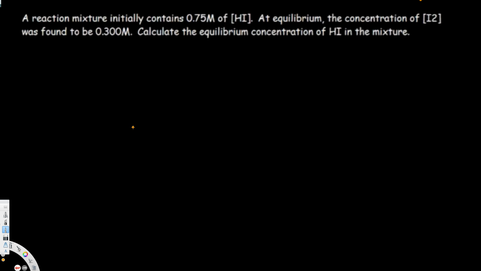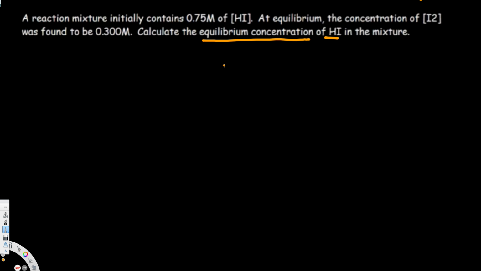Let's do this problem right here. This question is asking: a reaction mixture initially contains 0.75 molar of HI. At equilibrium, the concentration of I2 was found to be 0.3 molar. Calculate the equilibrium concentration of HI, right? Now, here they are asking for the equilibrium concentration of HI.